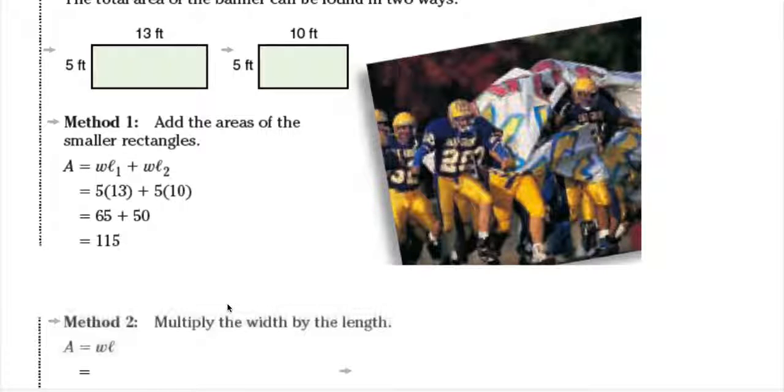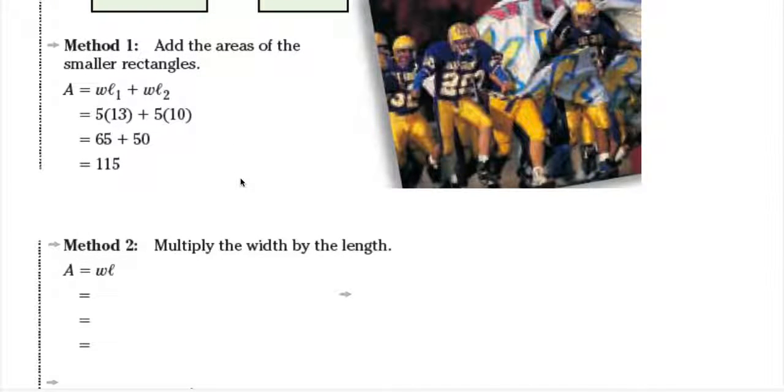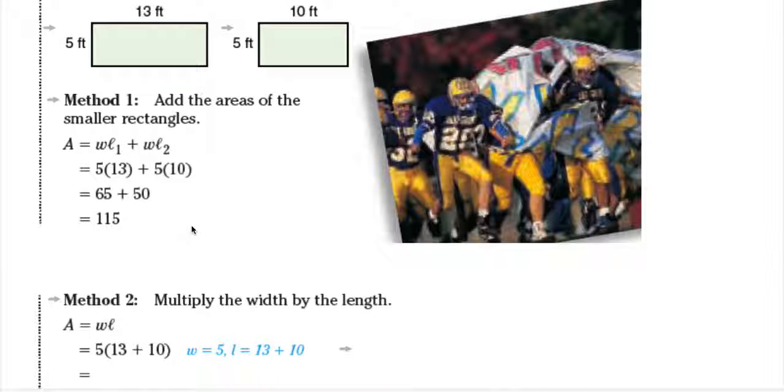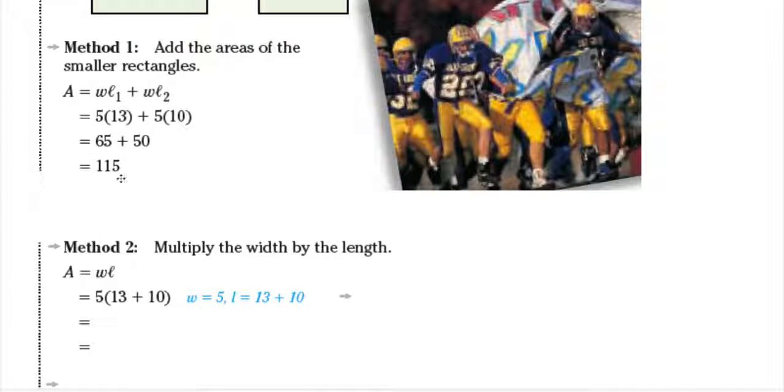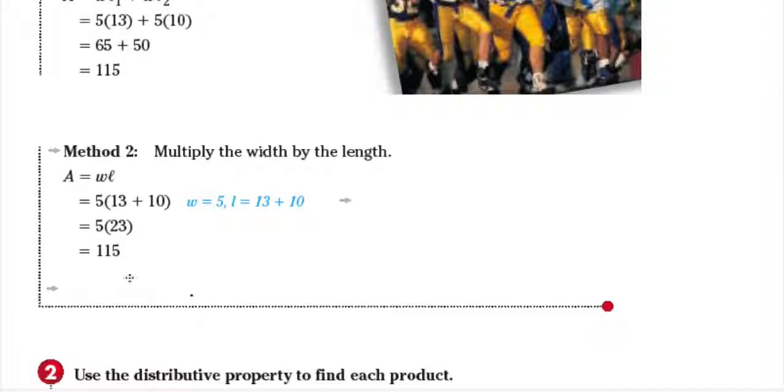In method 2, multiply the width and the length. So you now have the width is 5, and the length is 13 plus 10, because the length of the first banner plus the length of the second banner gives you 13 plus 10. Then multiply it with the width, which is 5, and you end up with 5 times 23, or 115 as well. So both methods work. The area is 115 square feet.